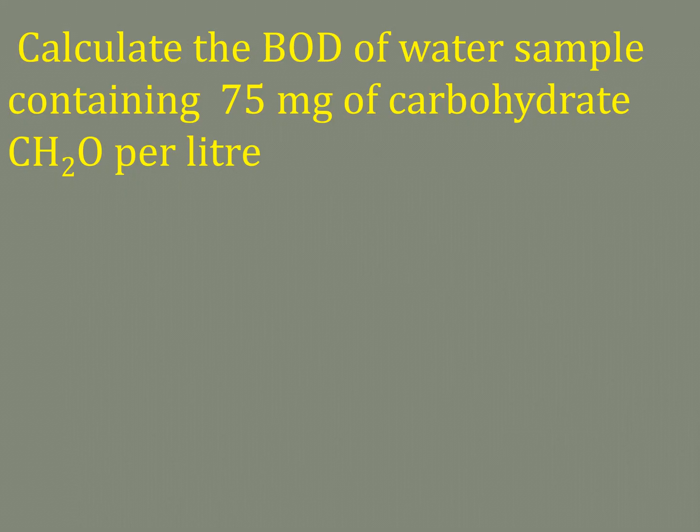Now here is a question to be done. So please take your pen and paper and get ready for the tutorial session. Calculate the BOD of the water sample containing 75 milligrams per liter of CH2O. Okay. The water sample contains 75 milligrams per liter of the organic pollutant CH2O. What is the BOD? That is the question. BOD means oxygen demand. So the first step in such cases is to write down an equation between the pollutant and oxygen to find out the oxygen demand.